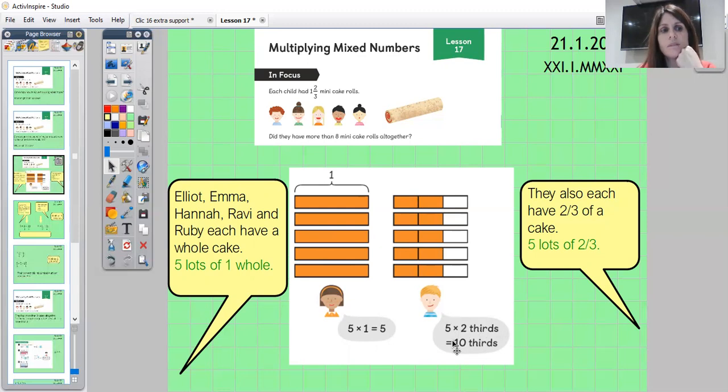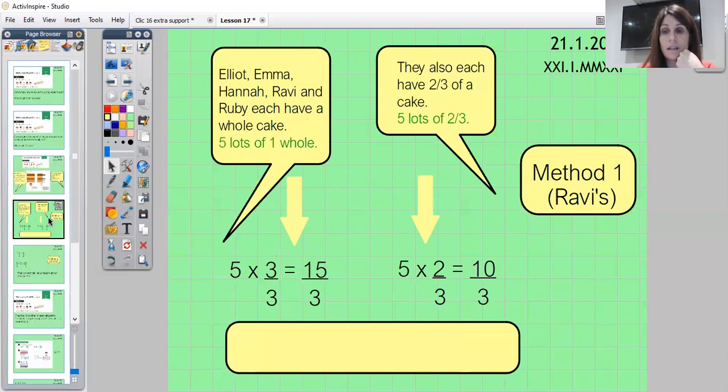Okay. So we're going to have a quick look at some different ways of how we might actually work that out all together, because different methods work for different people. So let's start off by looking at method 1, which is Ravi's method. Now this is how you're going to look at these 2 different methods in your workbook today. So it's important for you to understand what the 2 different methods are.